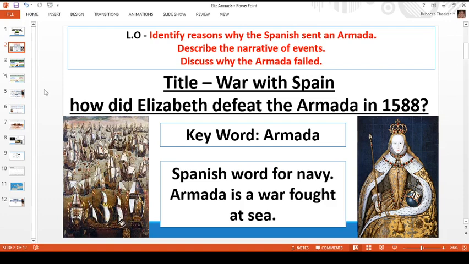All of the issues that have been bubbling up for quite a long time eventually lead to war with Spain, known as the Spanish Armada. And today we are thinking about how Elizabeth defeated the Spanish Armada in 1588. So date and title in as normal. Today's keyword is armada, which is the Spanish word for navy, and an armada is a war fought entirely at sea, as you can see in this image here. So date and title in, and then let's get cracking with the lesson.